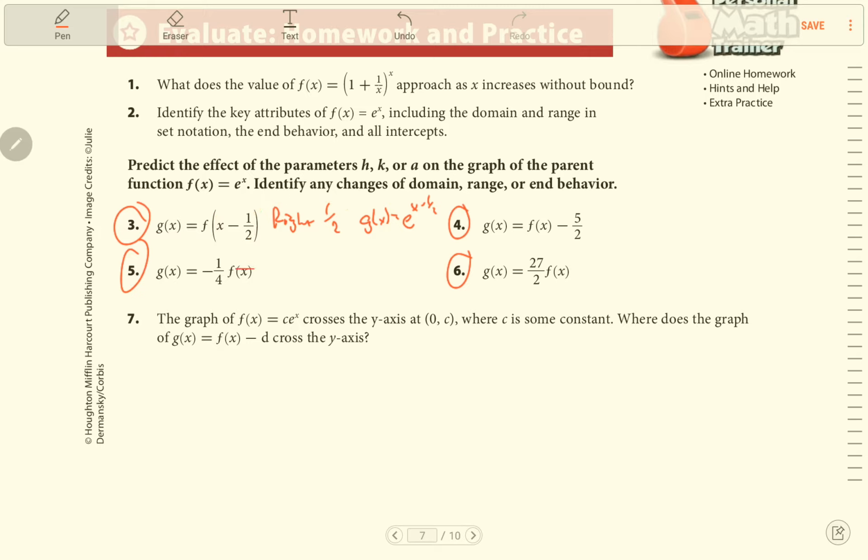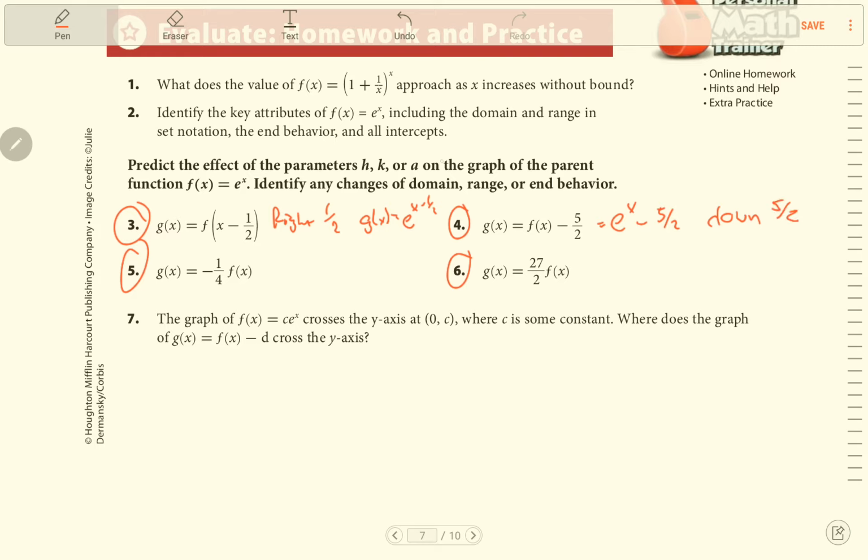Okay? Number 4. We have a minus 5/2, but it's on the outside. So what's that going to look like? It's going to look like something like this. E to the x minus 5/2. We have a minus 5/2 on the outside like that. It's not up in the exponent, right? It's like subtract 5/2 on the outside. That means we're going to go down 5/2.